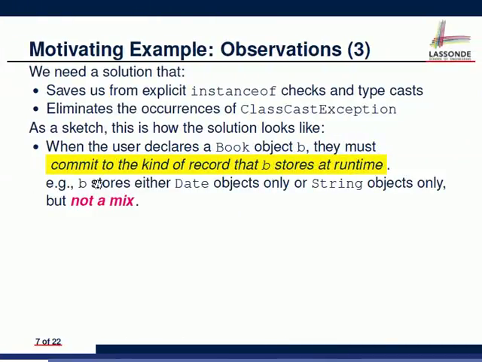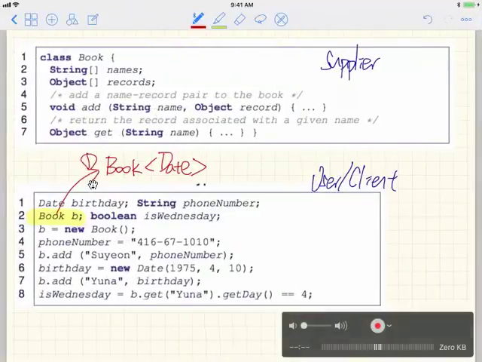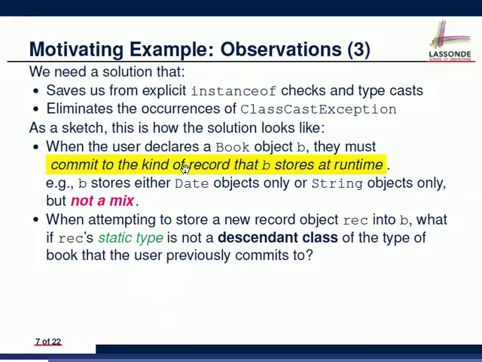Okay, that's the first idea. On the client side, they've got to commit. I'll just say that's number one. Okay? What about the second idea? Okay, so now the book stores only Date, but not String.